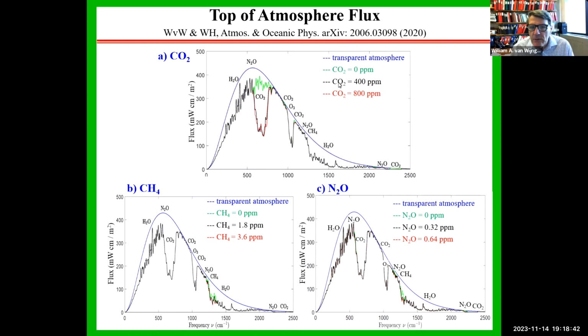If we double CO2 from 400 to 800, we get the red curve. You don't see much difference. You see a little bit here. So it's the difference between the red curve and the black curve. That's what all the fuss of this global warming business is all about.